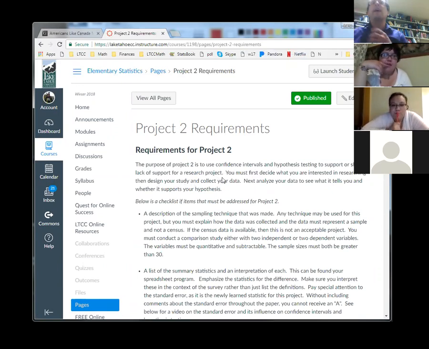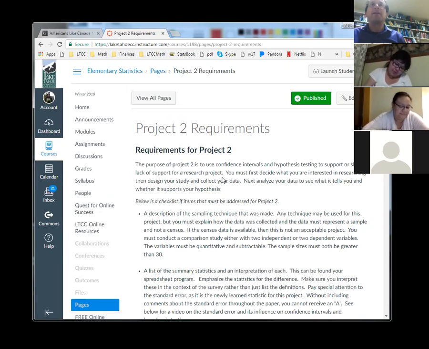Okay, very different than the last project. You must first decide what you're interested in researching, and then you design your study to collect your data. Then analyze it and see whether you're supporting the hypothesis and see what the confidence interval tells you. So the key here is the first thing you do is write down your null and alternative hypothesis.